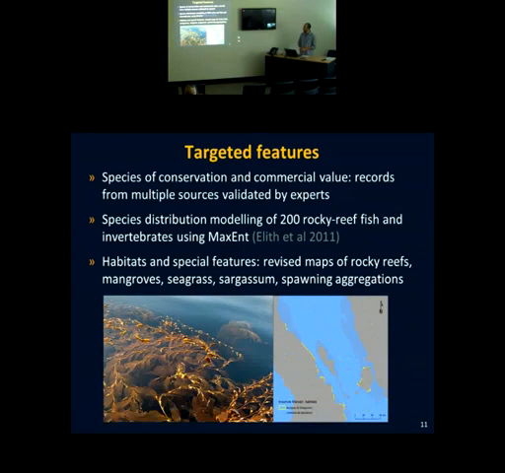We also updated the spatial information that was available from previous studies, but also based on remote sensing information and on local knowledge about those habitats that we consider to be most critical for the conservation of these features. So basically, of the species that are associated to rocky reefs. And so we came up with updated maps of rocky reefs, mangroves, seagrass, sargassum, and spawning aggregations.